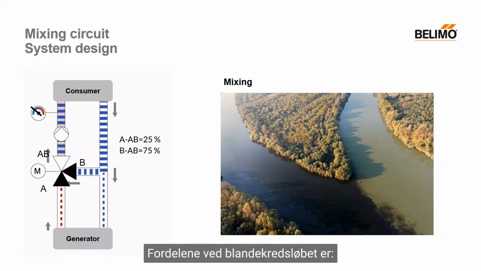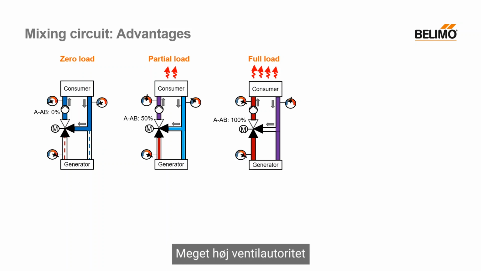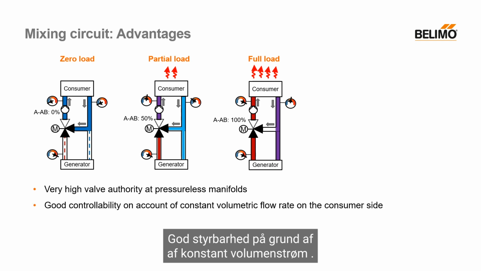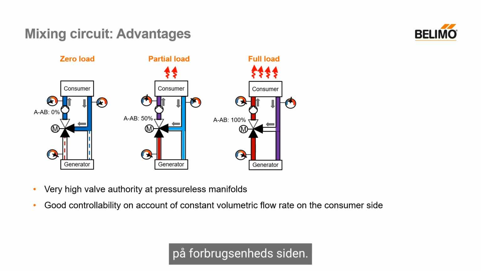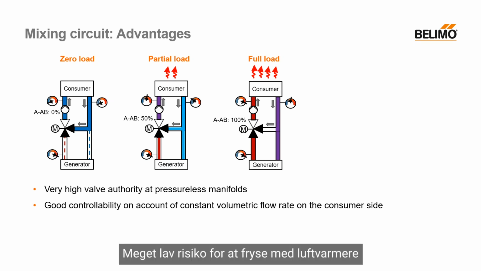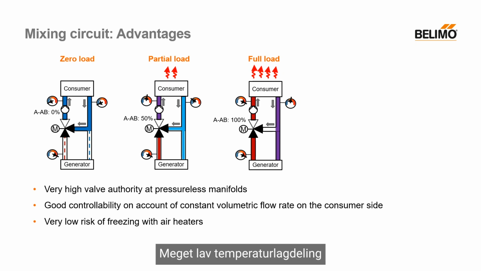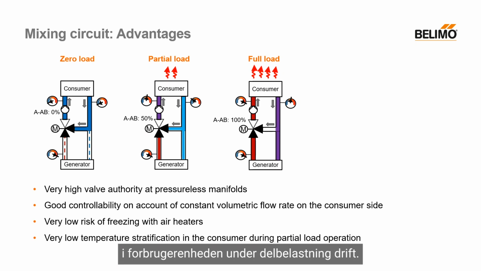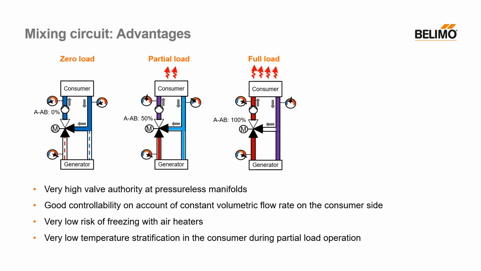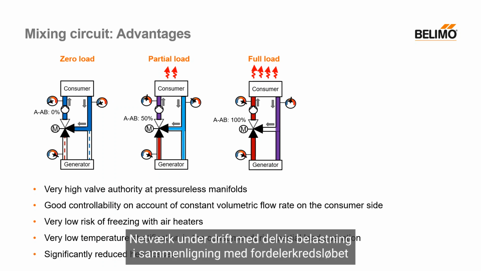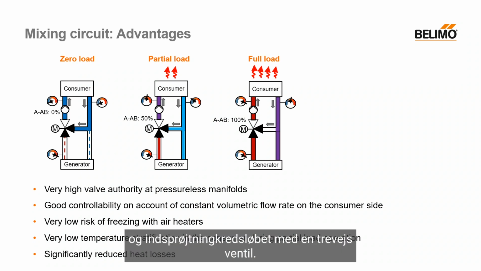Advantages of the mixing circuit are very high valve authority at pressureless manifolds. Good controllability on account of constant volumetric flow rate on the consumer side. Very low risk of freezing with air heaters. Very low temperature stratification in the consumer during partial load operation. Significantly reduced heat losses in the distribution network during partial load operation in comparison to the diverting circuit and the injection circuit with a three-way valve.